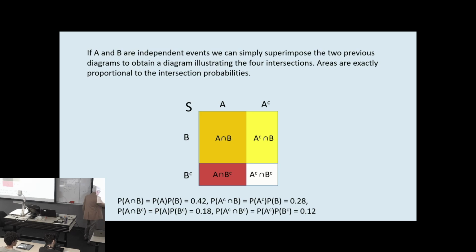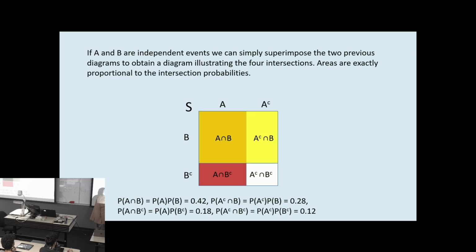Probability of A intersect B complement: probability of A times the probability of B complement, 0.18, that's 18%. And then this intersection over there, probability of A complement intersect B complement, take the probability of A complement multiplied by the probability of B complement is 0.12.